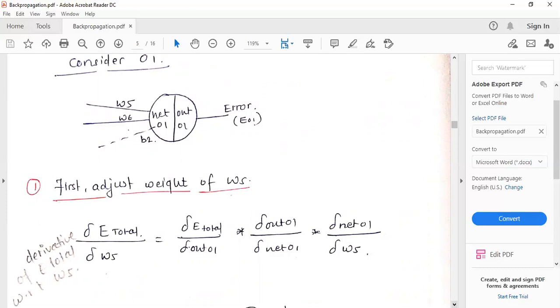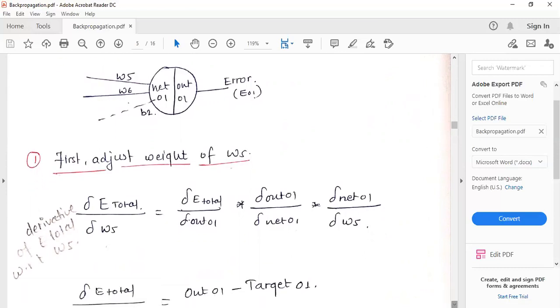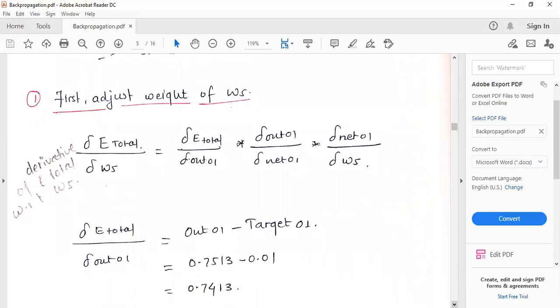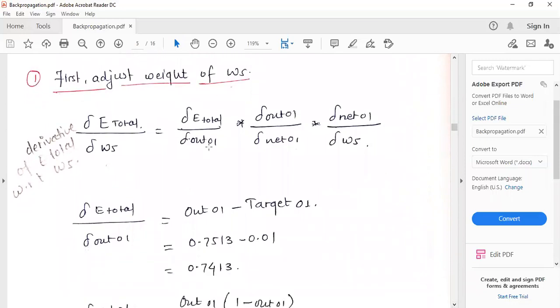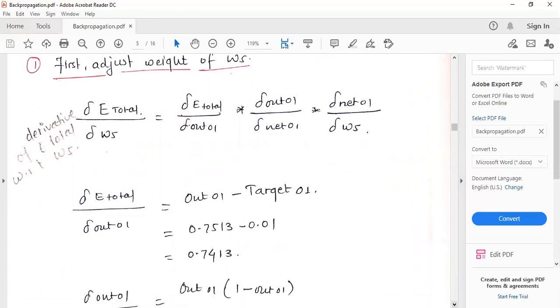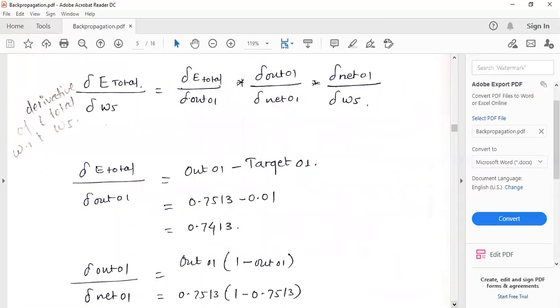When you have to adjust the weight for W6, wherever you have written W5, in that place you have to write W6. So this is the chain rule they have followed. Now for everything, for this we have to calculate the value, for this we have to calculate the value, for this also we have to calculate the value. For everything they have given the formula to calculate the derivative of E total with respect to W5, we have to follow this chain rule.